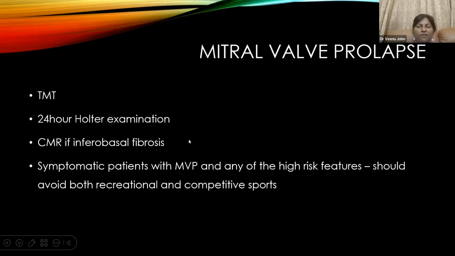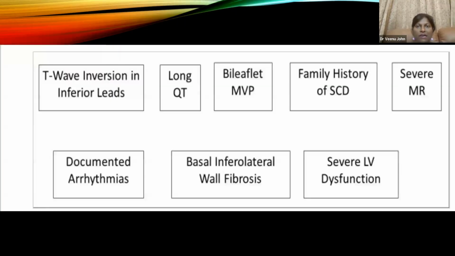Next is mitral valve prolapse. In a patient with mitral valve prolapse who is symptomatic, we are going to be doing a Holter examination to look for arrhythmias, a treadmill test to see if they are developing any ischemia during the test, or a cardiac MRI to find out if they have infrabasal fibrosis, which is seen in mitral valve prolapse patients. So these are all high risk features, and once they have high risk features, they can't be allowed recreational or competitive sports. So only low intensity activity is allowed.